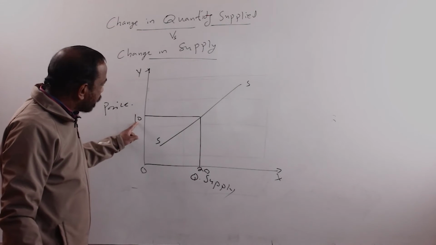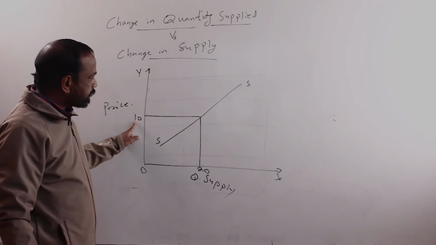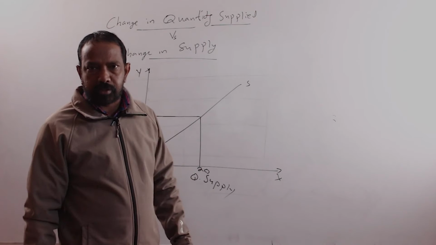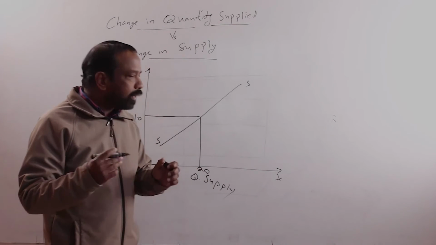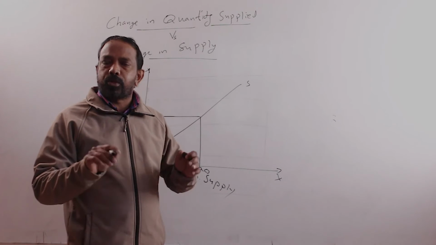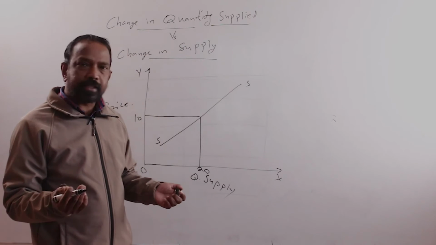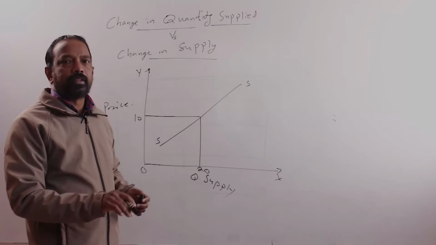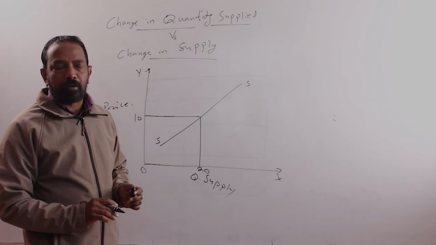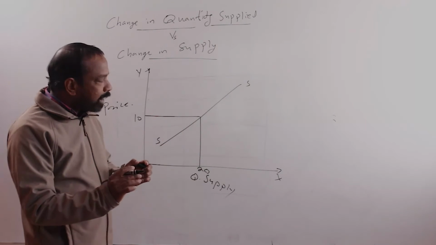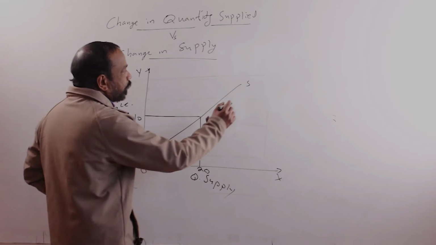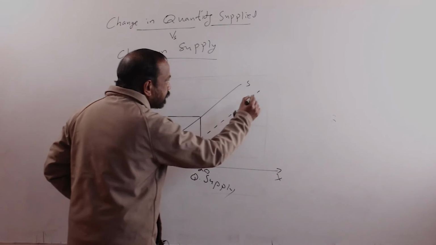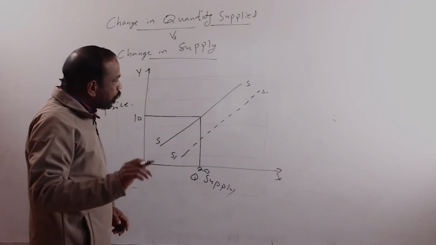Now price remains the same. The government is going to remove indirect tax. Government removing indirect tax means it reduces the cost of production. The cost of production is less, so the producer can produce more. Producers producing more means it will increase the supply of the commodity in the market. So the supply curve is going to shift downwards.